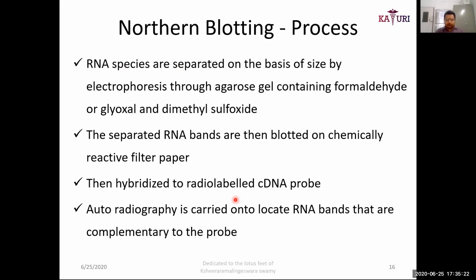Okay, you have to be able to understand the subtle differences. Why? Because that is the point where the examiner looks, whether this person has identified the difference between Southern and Northern blotting or not. Okay, you are using a chemically reactive paper, and you are not using restriction enzymes in Northern blotting. And finally it can be a cDNA probe or an RNA probe.